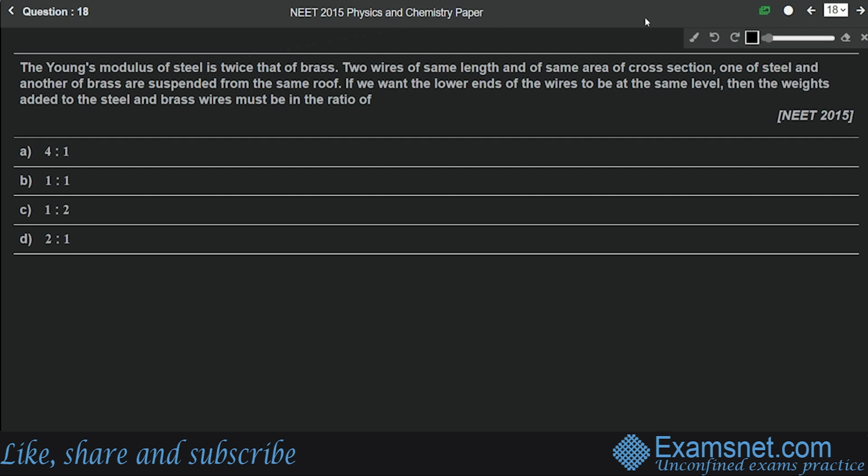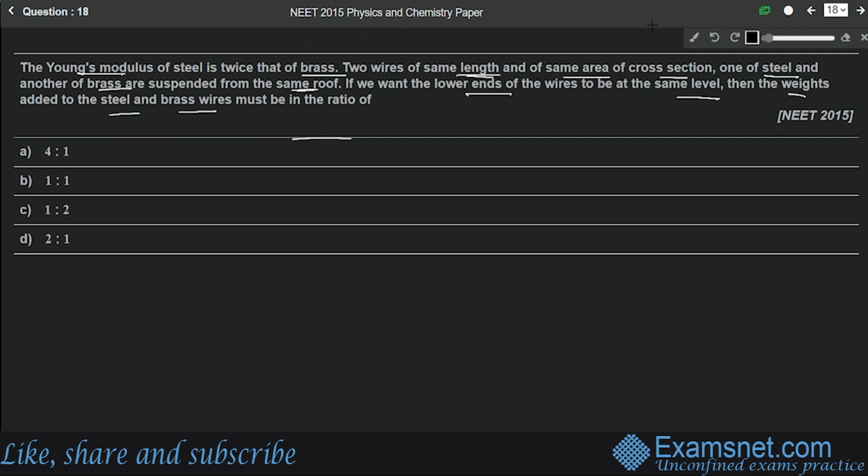Question number 18 is from thermal properties of matter, and the question is: the Young's modulus of steel is twice that of brass. Two wires of same length and of same area of cross section, one of steel and another of brass, are suspended from the same roof. If we want the lower ends of the wires to be at the same level, then the weights added to the steel and brass wires must be in the ratio of.